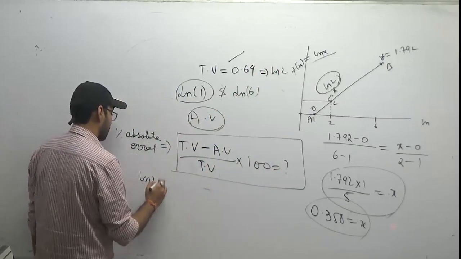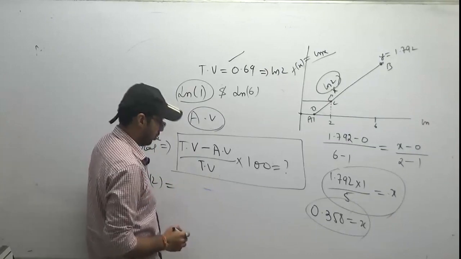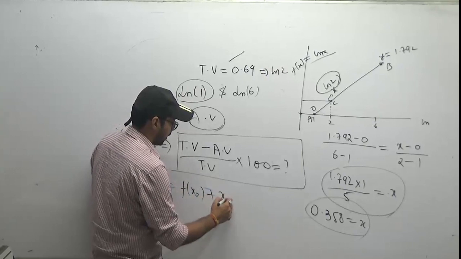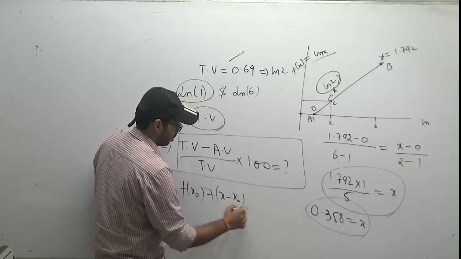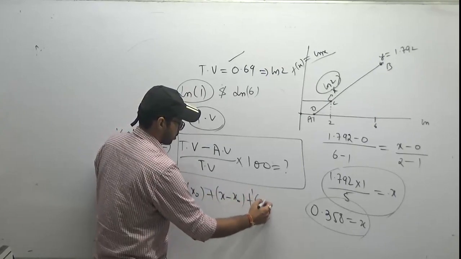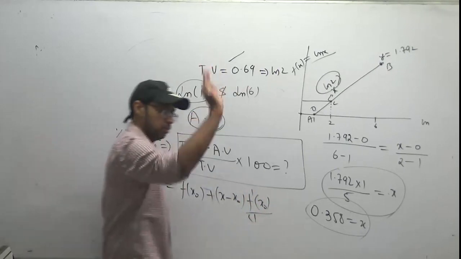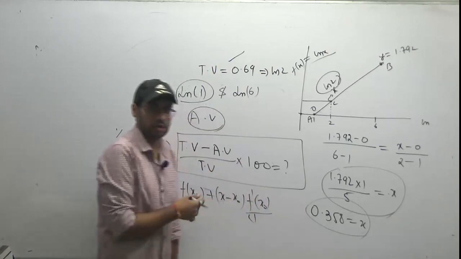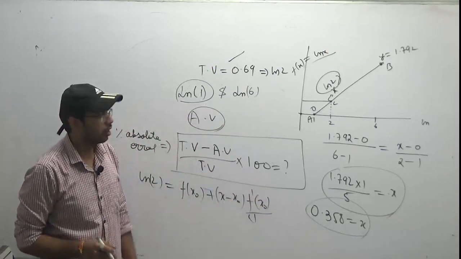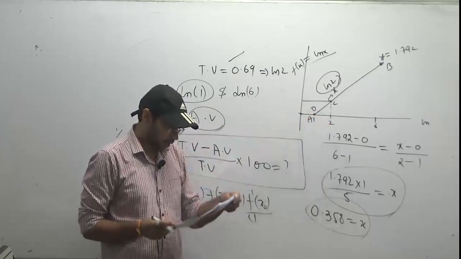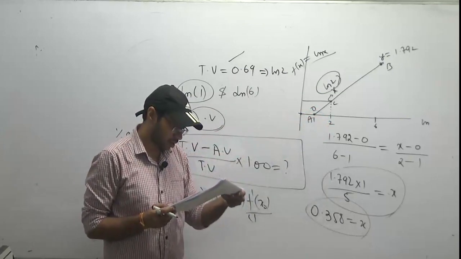According to the approximation, we can say this is equal to f of x naught plus (x minus x naught) f dash x naught divided by 1 factorial. We have done such kind of thing, na? And so on. According to this, we can get the answer also. Or you can do it this way. So this completes your 26th question.